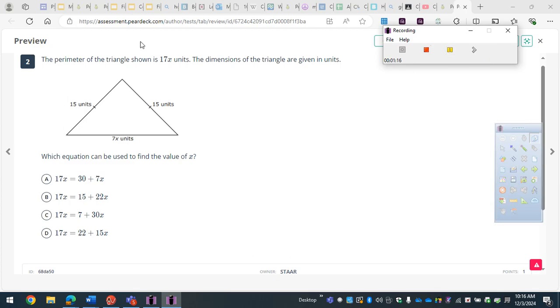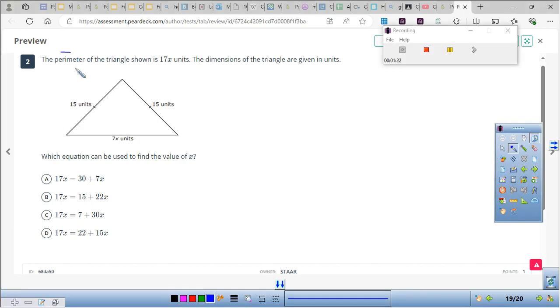Okay, so the perimeter of the triangle is 17x units. So don't forget, perimeter means to add them all up, all right? Okay, so it's saying it's that. So the perimeter, when you add them all up, is 17x. So, okay, I see where they get that. Dimensions of the triangle are given in units. So, which figure do you find?